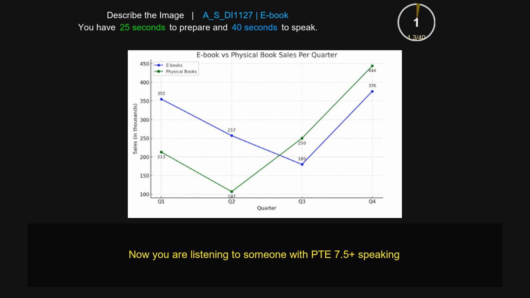The line graph gives information about ebook and physical book sales per quarter. The x-axis represents quarters like Q1, Q2, Q3 and Q4, and the y-axis represents sales in thousands from 100 to 450. The blue line depicts ebooks and the green line depicts physical books. The highest element is Q4, which is around 450, and the lowest one is Q2, which is around 100, and in the ebooks, it is around Q3, which is around 350.